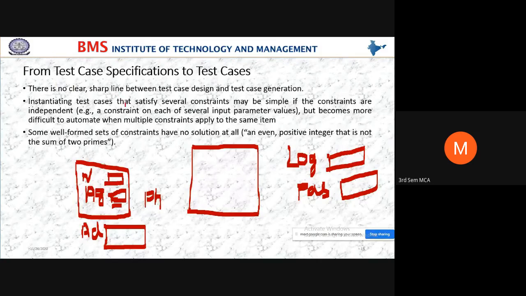Instantiating test cases that specify several constraints may be simple if the constraints are independent, for example, constraints on which of several input parameter values, but becomes more difficult to automate when multiple constraints apply to the same. See, instantiating means what?